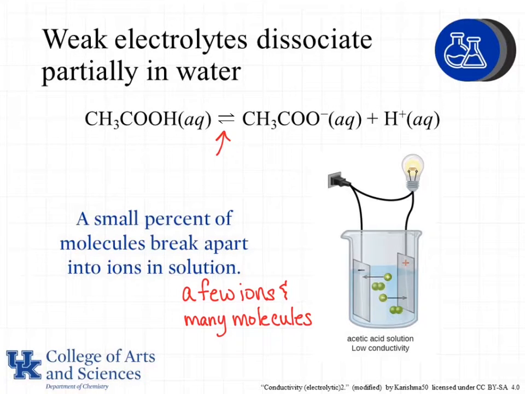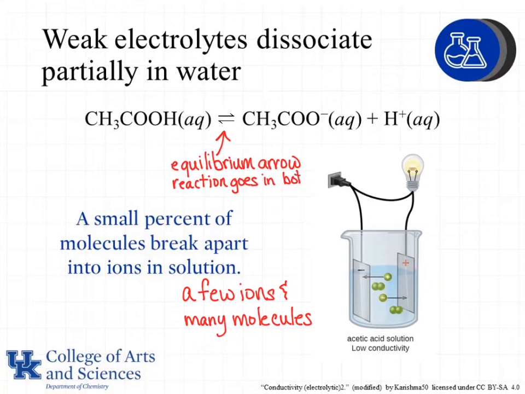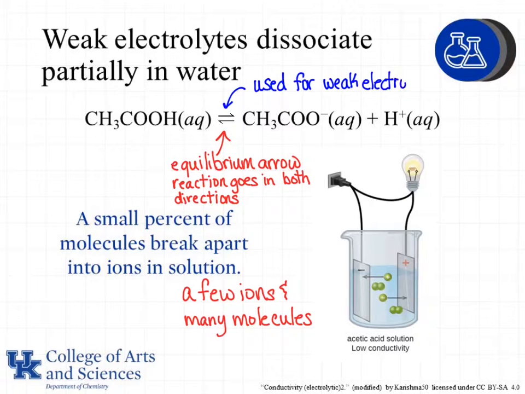In this case, we show the equilibrium arrow, and this is pointing in both directions. And what this tells us is that the reaction is actually going in the forward and reverse directions. I wanted to draw your attention to the equilibrium arrow, and we will discuss it further in a later lesson. We use the equilibrium arrow when we have a reaction that can go in either the forward or the reverse directions. The equilibrium arrow is used whenever we have weak electrolytes, so it's a way to indicate that something is actually a weak electrolyte.